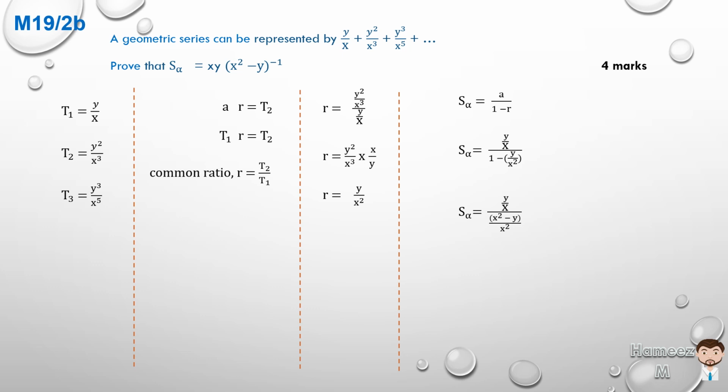Since we're dividing fractions, we can rewrite it as y over x multiplied by x squared over x squared minus y. And the x's cancel. We're left with xy over x squared minus y. Or xy times x squared minus y to the power minus 1. So we can bring up a small square to indicate that we have proven what was required. Or you can write QED.